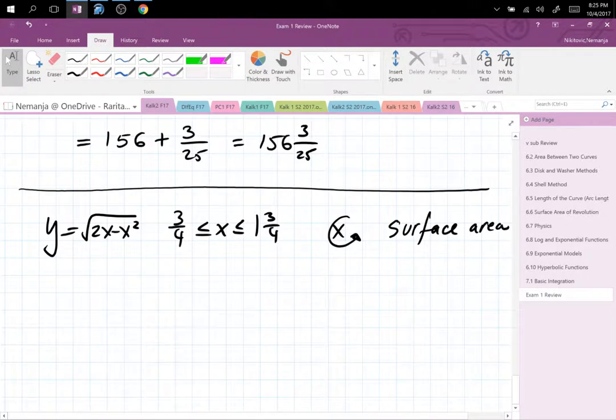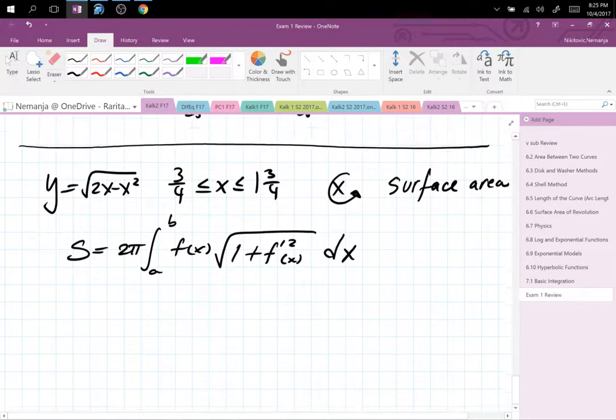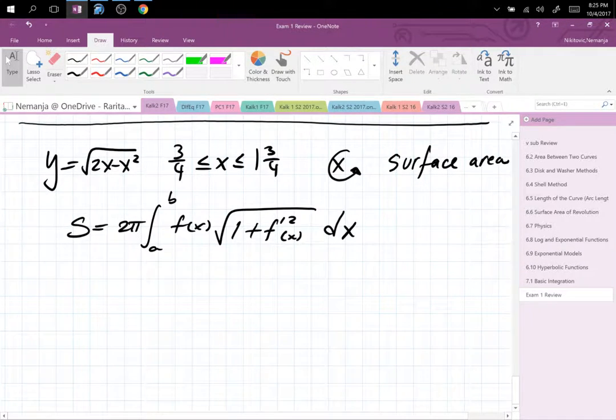and the formula is S equals 2 pi integral from a to b of f of x times the square root of 1 plus f prime squared of x dx. That's the formula. Again, you have to memorize this formula and use it, because that's Calc 2. Solving the integral is actually Calc 1.